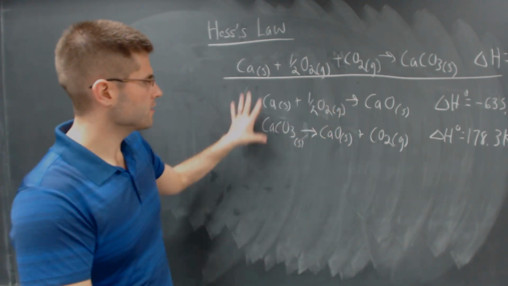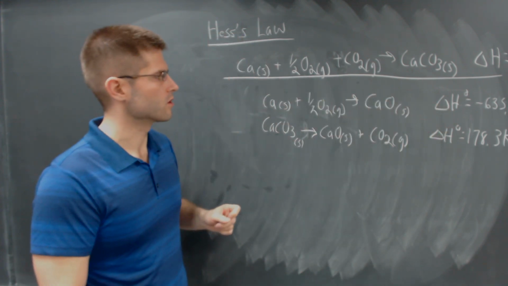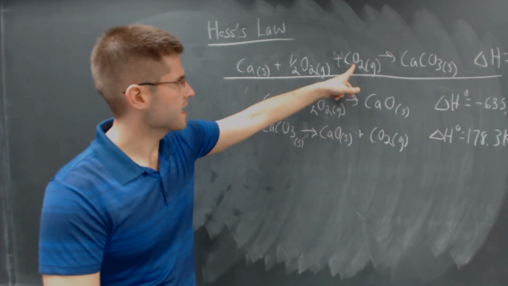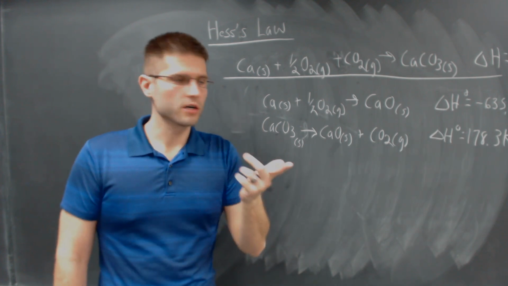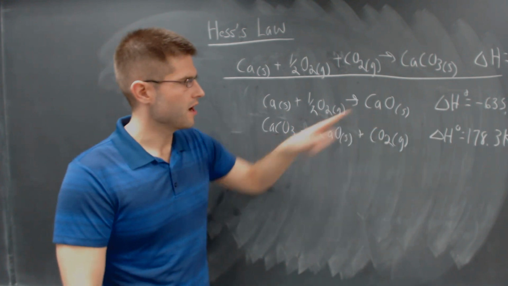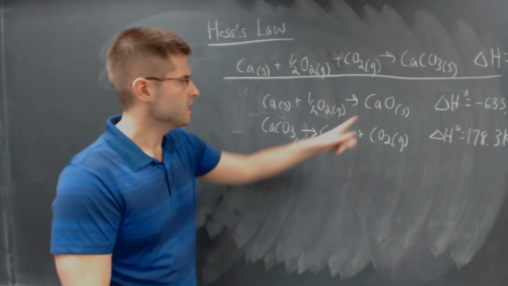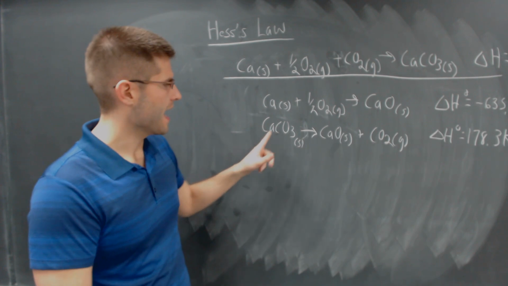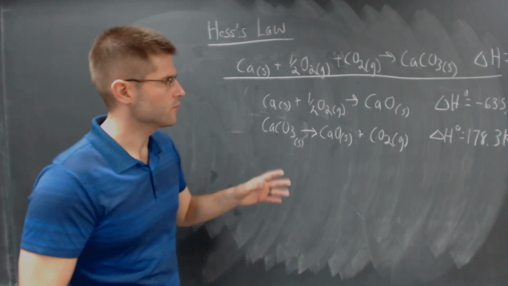All of this here has everything present that we need for this equation to work. We have a calcium, we have an oxygen, we have a carbon dioxide, and we have a calcium carbonate. Some of them are not in the right order, and we have an extra one, this calcium oxide. However, we're going to try and add these two equations together in such a way that the calcium oxides cancel, and we have the calcium carbonate on the correct side. So let's see, how do we do this?